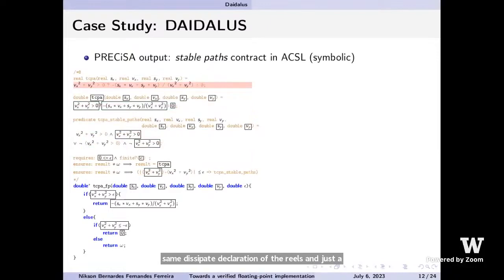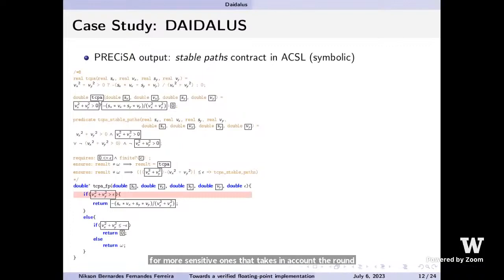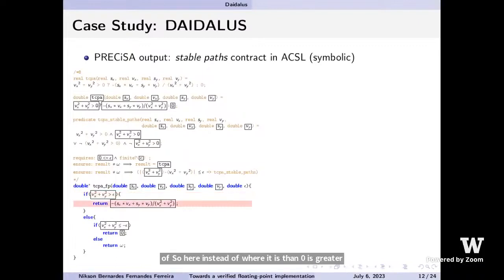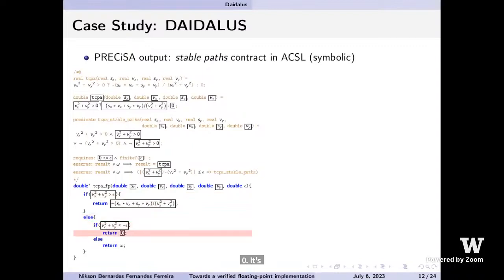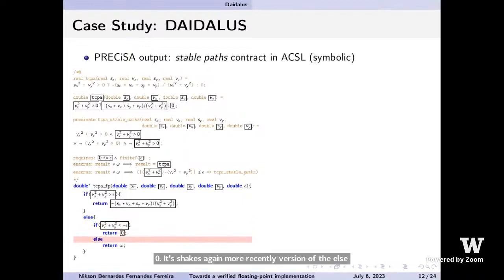Everything boxed is a floating point. So what PRECiSA does is replace the original guard with more restrictive ones that take into account the round-off error. So here, instead of greater than 0, it's greater than a symbolic error variable e. Then, if it's true, return the first branch. Otherwise, instead of just returning 0, it checks again a more restrictive version of the else, then returns 0. Otherwise, it may be a control flow divergence, so it emits a warning.